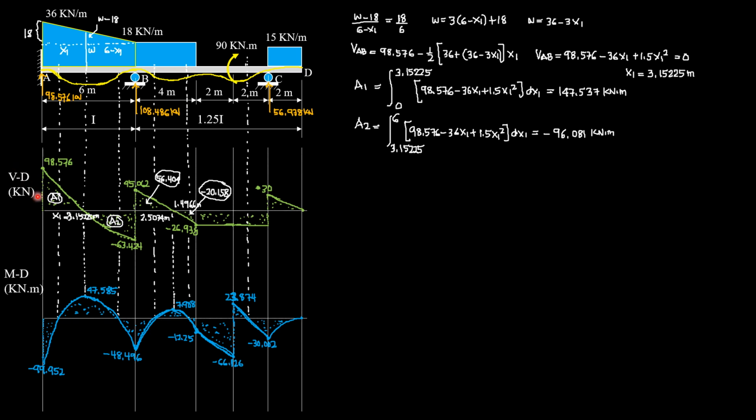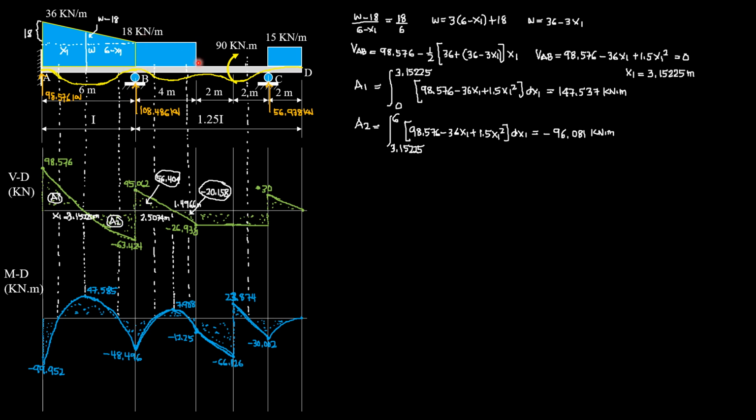So we have the shear diagram in kilonewton, and the moment diagram in kilonewton meter. First, these are the support reactions. So we go up 98.576. That's why you have here 98.576. And then minus the area of this trapezoidal loading, 1/2 of quantity 36 times 18 times 6. So we have negative 63.424, then plus 108.486, so 45.062.